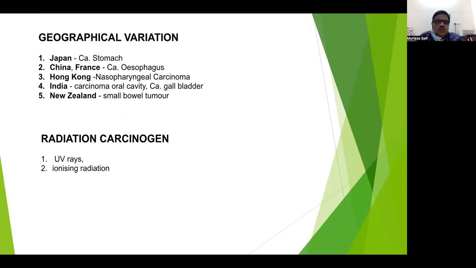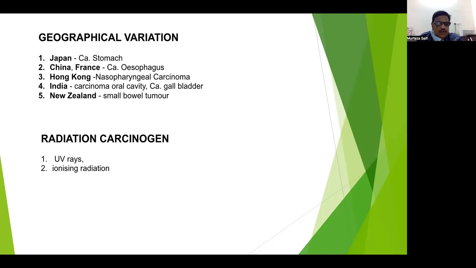Now come to the geographical variation. In Japan, carcinoma of the stomach is very common. In China and France, carcinoma of the esophagus. In Hong Kong, nasopharyngeal carcinoma. In India, carcinoma of the oral cavity due to use of tobacco and betel nut, which are responsible for carcinoma of the tongue, carcinoma of the buccal mucosa, and also in India, carcinoma of the gallbladder. In New Zealand, small bowel tumor is very common.